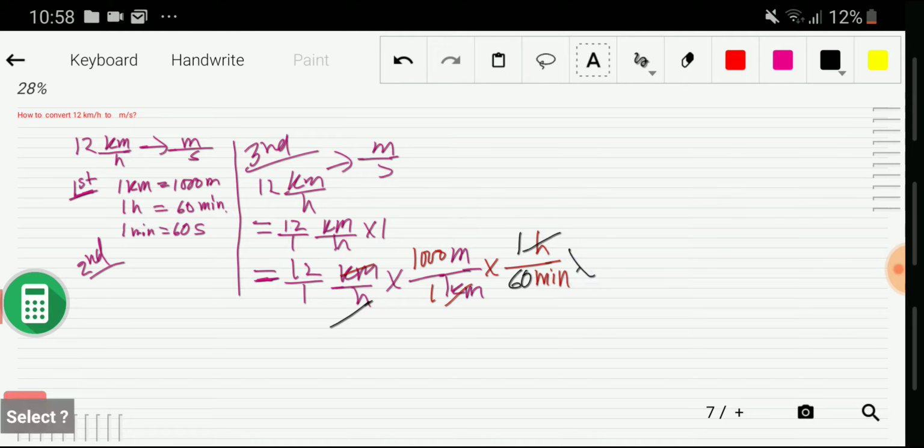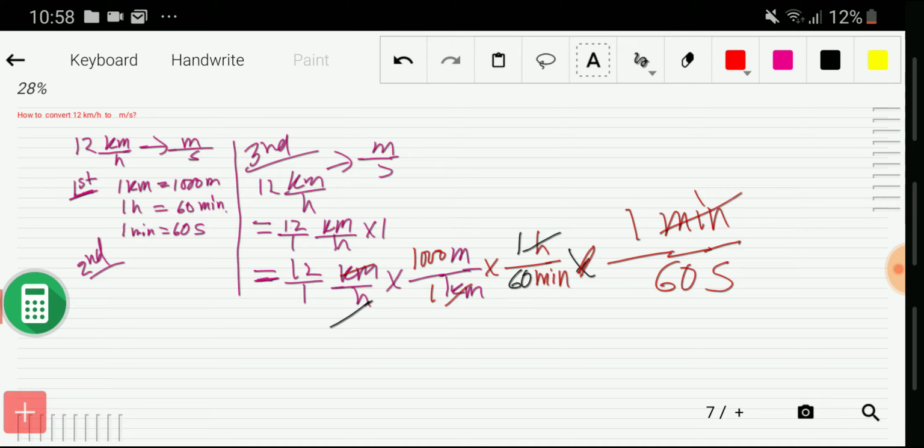Now I would like to cancel this minute, so I have to write minute here. With minute we have the relationship of second, so I will write second. With minute we have 1 and with second we have 60. So this minute cancels. We are getting meter per second.